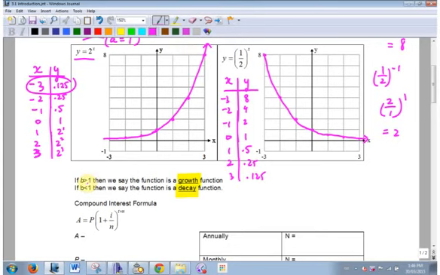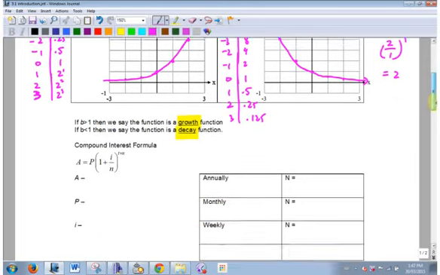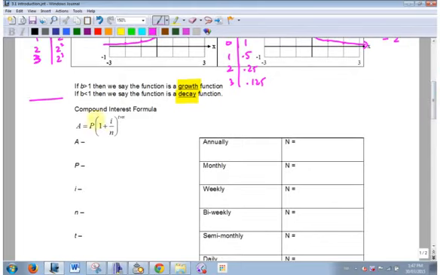So, this will always happen. If the exponent here, well, if b, let's just read it as it says. If b is greater than 1, you're going to have growth. If it's less than 1, you're going to have decay. Because anything less than 1 multiplied by itself gets to be a smaller and smaller number, right? Everything bigger than 1, like even 1.1, multiply it, and it gets bigger and bigger and bigger. Okay? So, that's some graphing stuff.